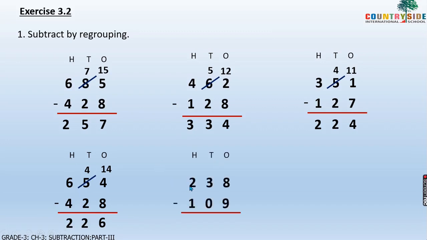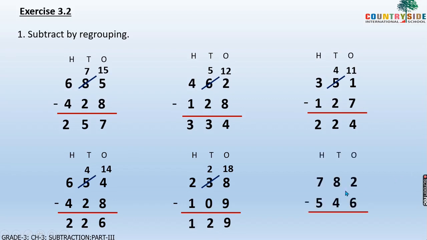Then 238 minus 109. So 8 minus 9 we cannot do. So this 8 will borrow one number from 3, and this 3 will become 2 now, and 8 will become 18. So 18 minus 9 is 9, and 2 minus 0 is 2, and then 2 minus 1 is 1.